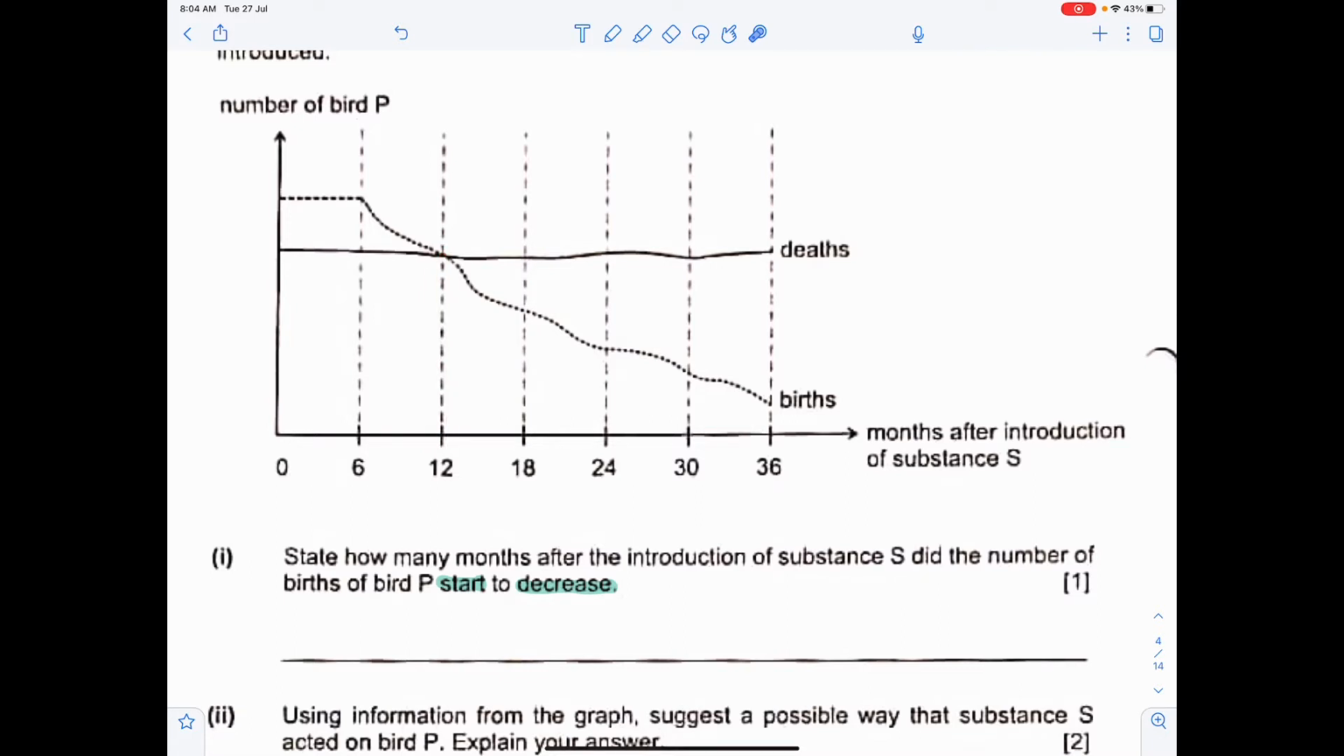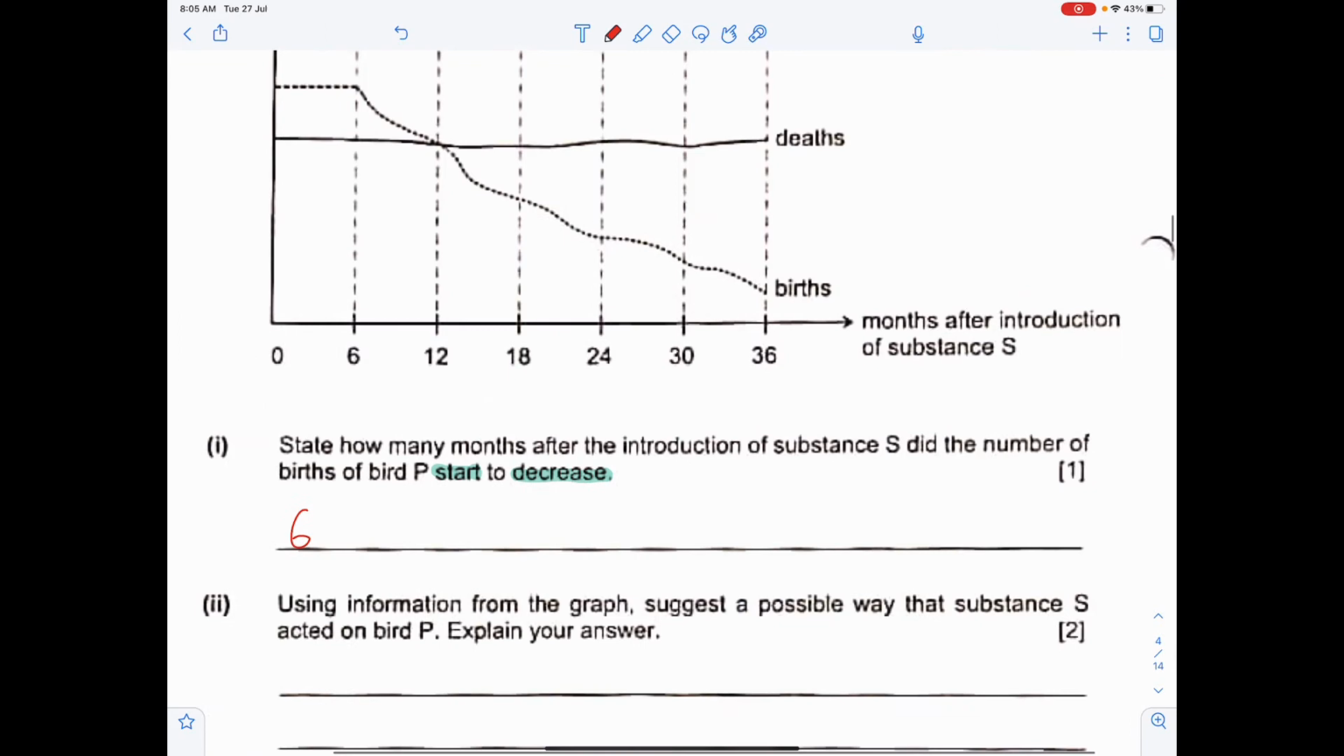Some of you actually put 12 months, which is not correct. Why? At 12 months, it just means that the rate of death and rate of birth are equal. Before that, as you can see, the rate of birth is higher than the rate of death, which means that the birds are growing in population because the birth rate exceeds the death rate. But once it reaches here, they are equal. So answer 6. This is very straightforward.